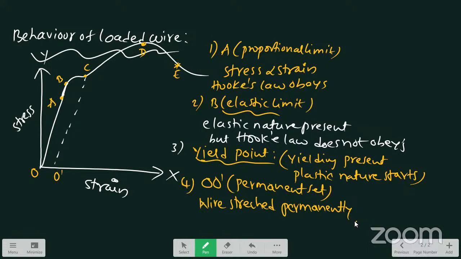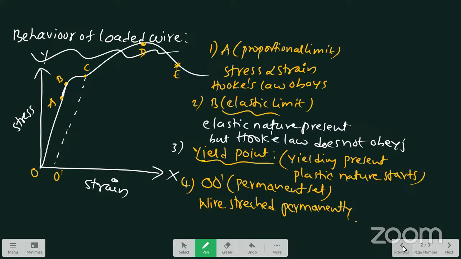A, proportional limit: stress is proportional to strain. B, elastic limit: stress is not proportional to strain, meaning Hooke's law is not obeyed, but elastic nature is present. C, yield point: plastic nature is present, and plastic nature starts from point C onwards. What is the permanent set? We are removing the load. On removing the load, the wire is stretched permanently. That is only the permanent set.